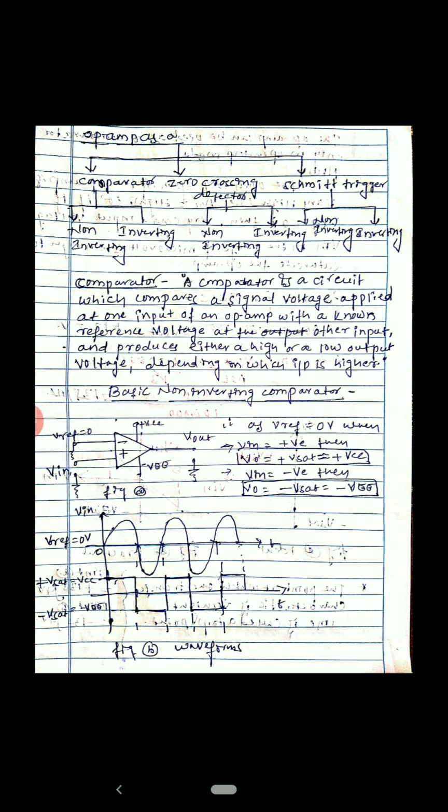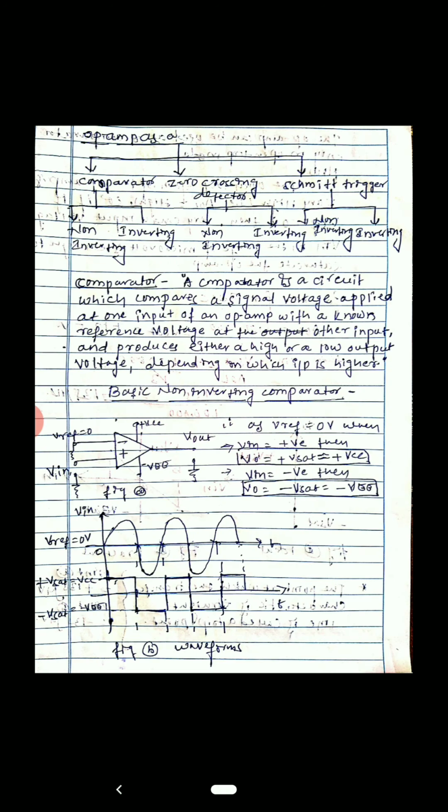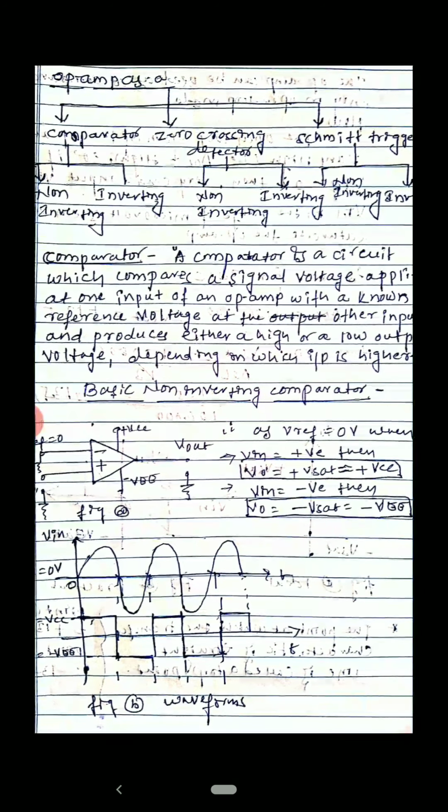Now you can simply define an op-amp used as a comparator: a comparator will take two inputs and give the output either high or low based on whichever input is higher. Now you can discuss this in detail by taking one by one.